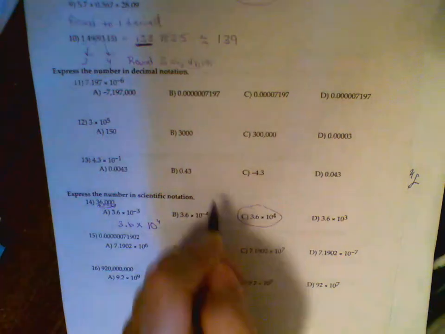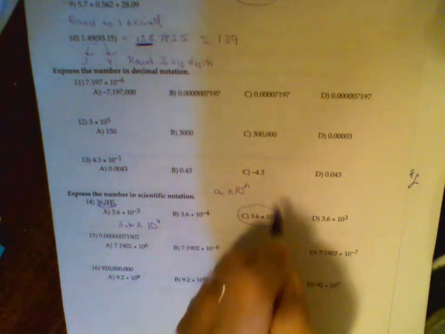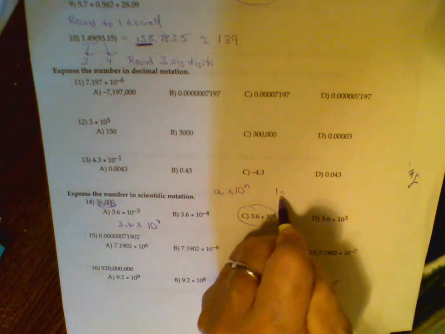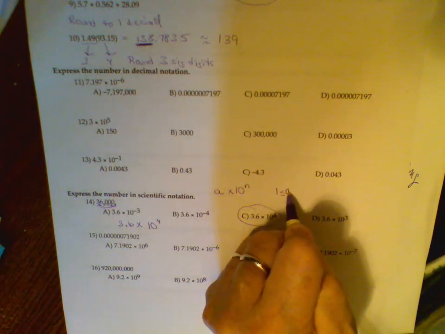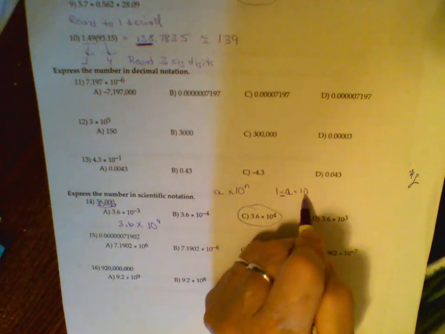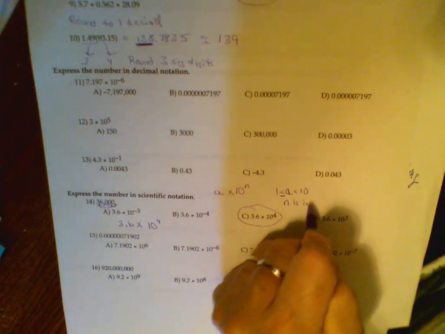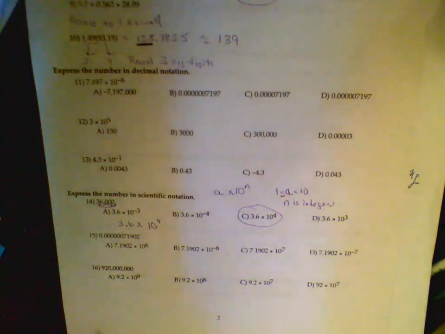In general, in scientific notation, it's in the form A times 10 to the n, where A is a number that's between 1 and 10. A can't be 10. It can be 1. It cannot be 10. And then the n is an integer. It can't be a fraction or anything.